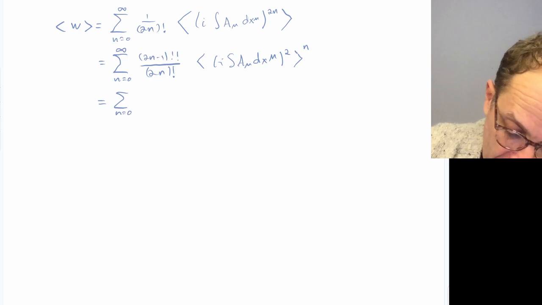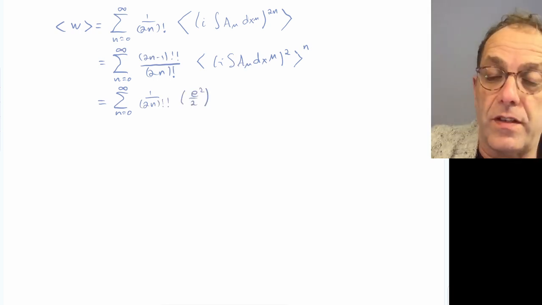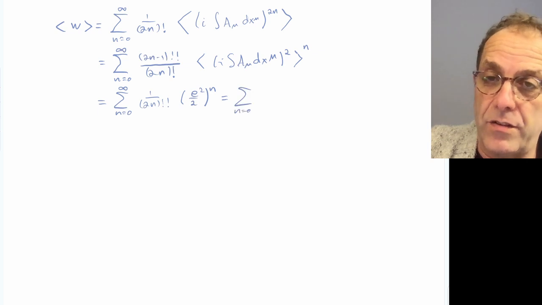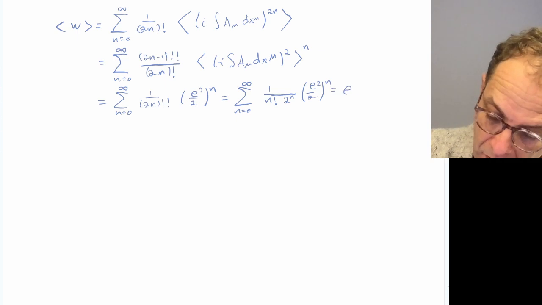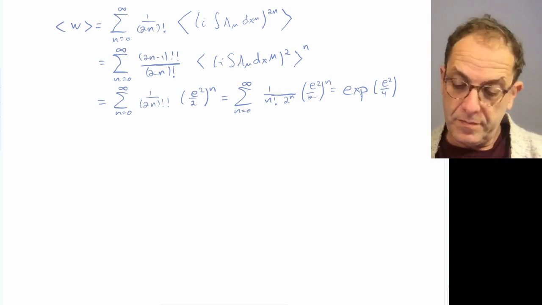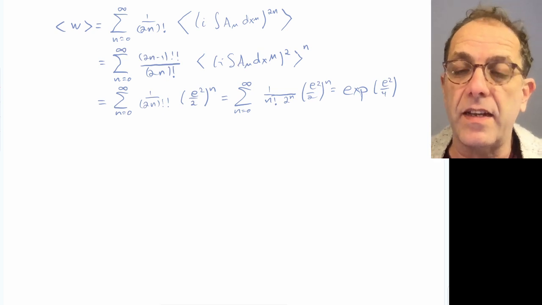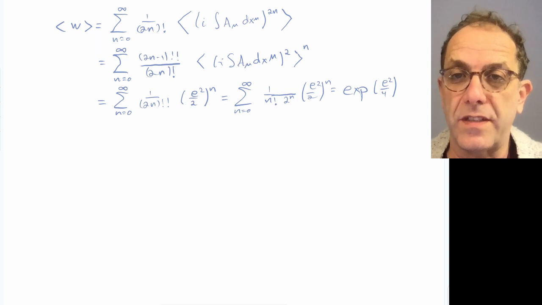And now we can plug in what we found before, and use that 2n factorial is equal to 2n double factorial times 2n minus 1 double factorial, which is just the exponent of e squared over 4. And this e squared again is the charge of the electron. It's not 2.17.